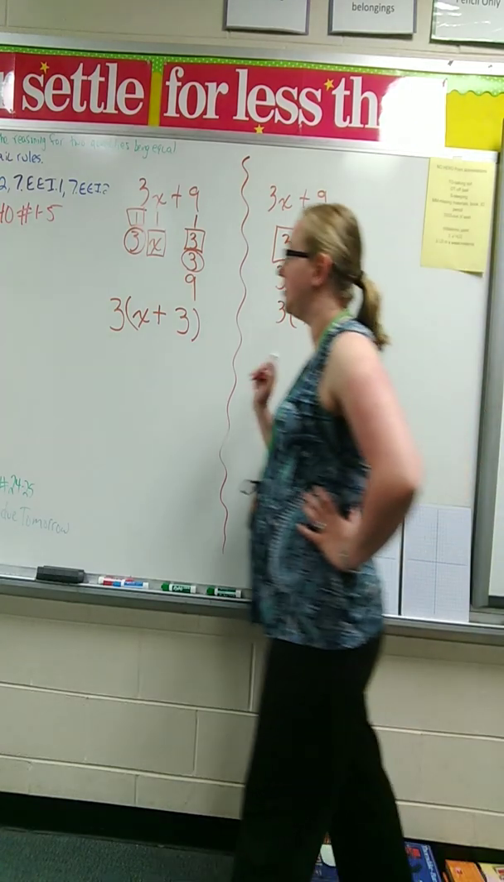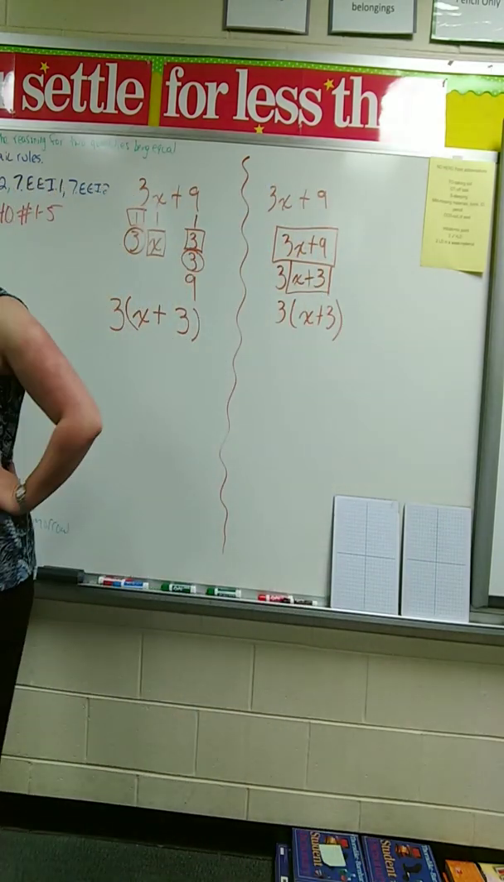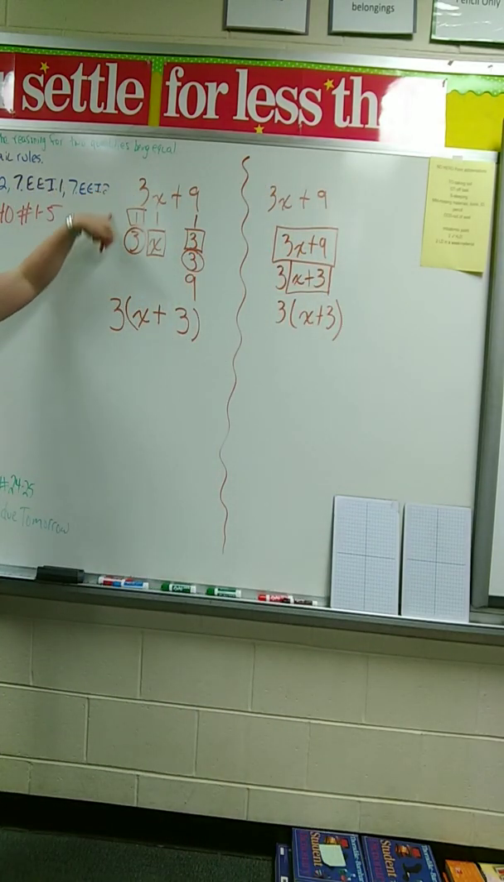Pros and cons to each. This way also shows you your greatest common factor quickly. This one gives you all of your common factors. Okay? This is what you'll see more often in a textbook. It's a little bit more academic. Okay?